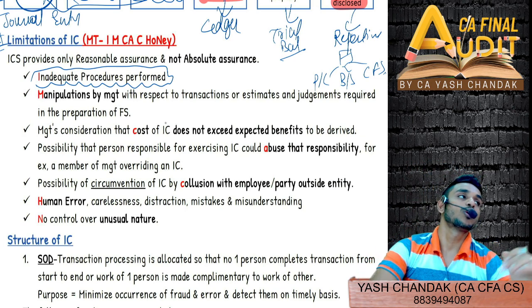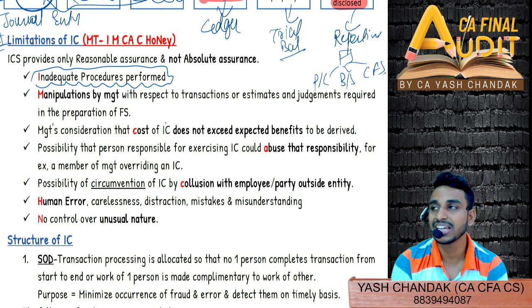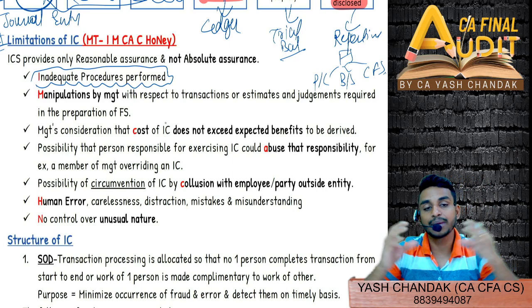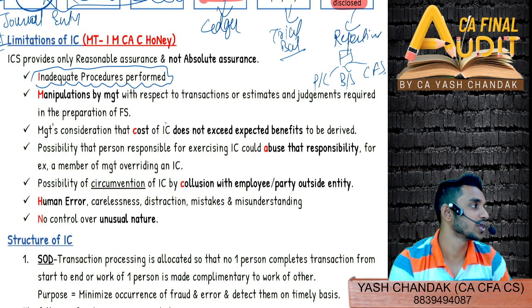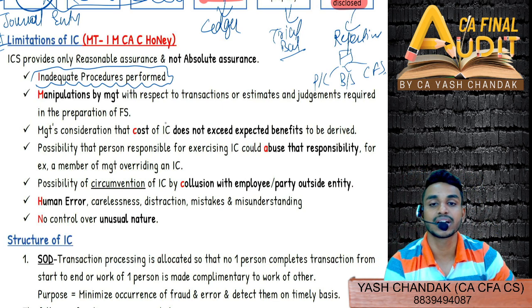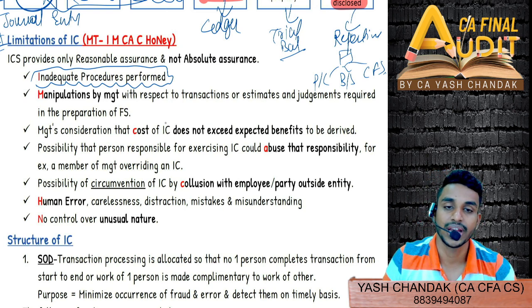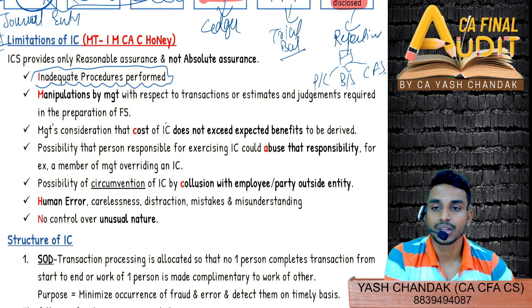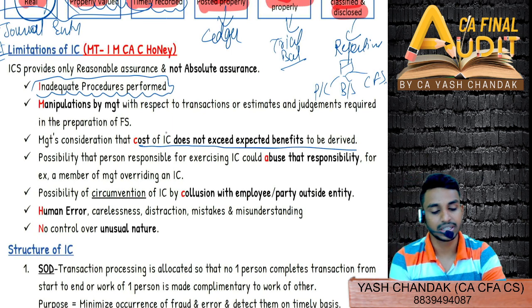Then you might also feel that the cost of internal control is very large or very huge, and that the benefit I'm deriving versus the cost I'm incurring, I don't see a major difference. Therefore, because of this limitation of internal control, your internal control system provides only reasonable assurance and not absolute. Getting this? Then management's consideration that the cost of internal control does not exceed the expected benefits to be derived.